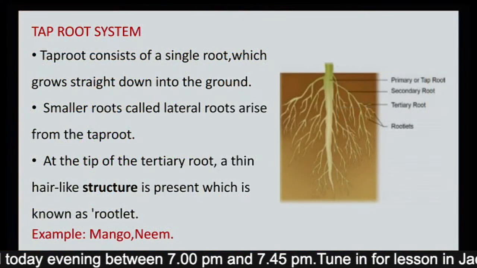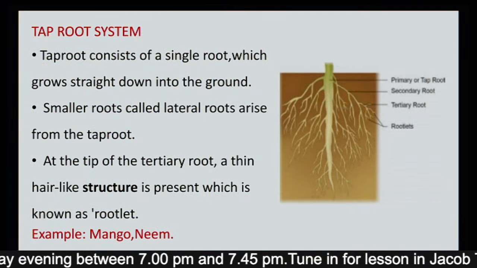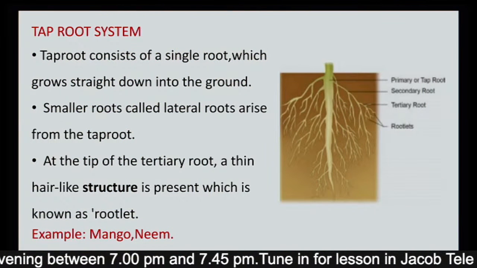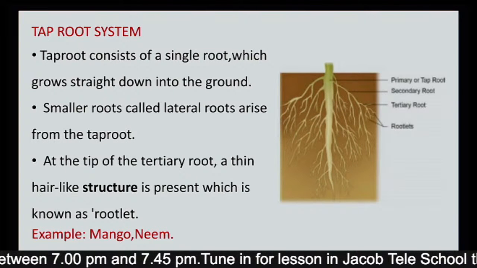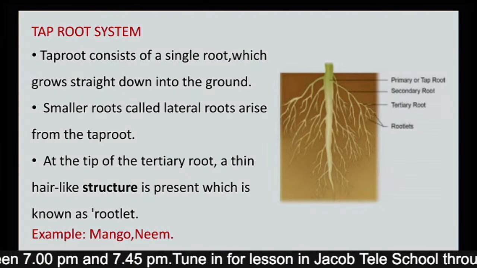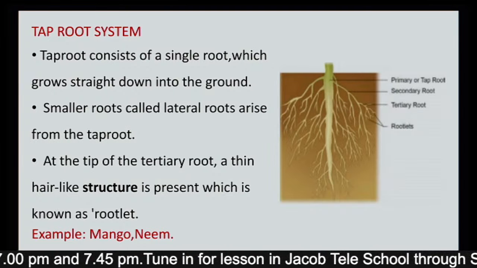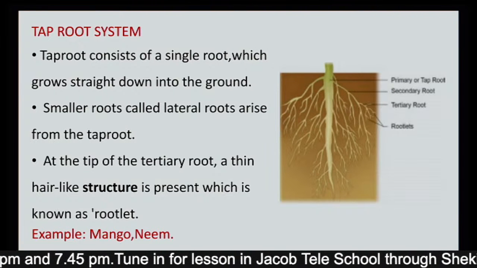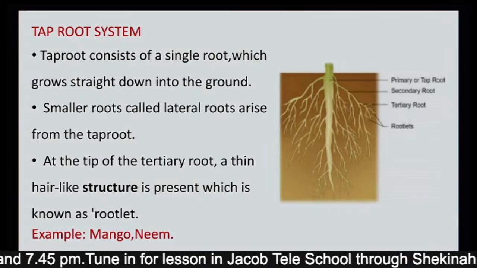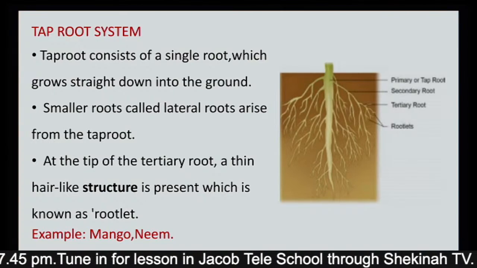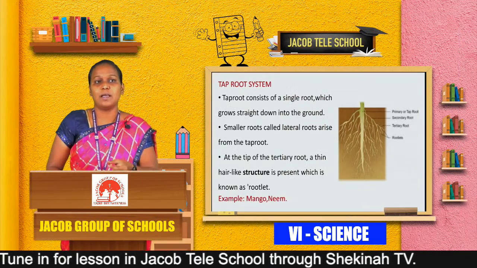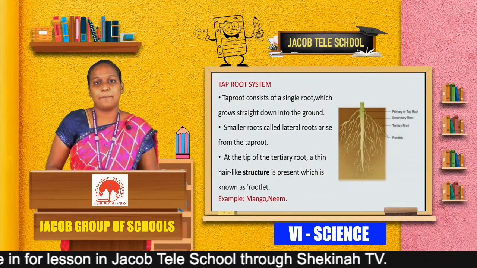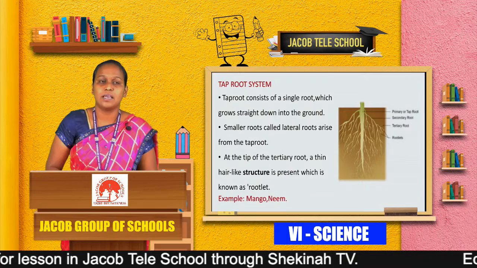Okay, taproot consists of a single root which goes straight down into the ground. Taproot is nothing but a single root which goes vertically very deep into the soil and fixes the soil very strongly. That is called taproot. The taproot is also called a primary root, the center main axis of the root.